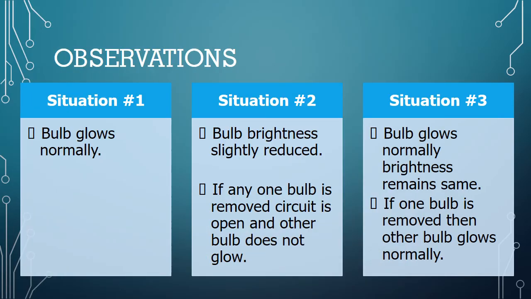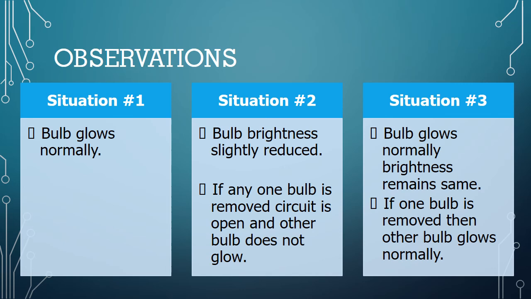The situation is that the bulb glows normally. That means the brightness remains the same. If one bulb is removed, then also the other bulb glows normally. This is the third situation, isn't it? You have learned all three situations. Just observe them again one by one.